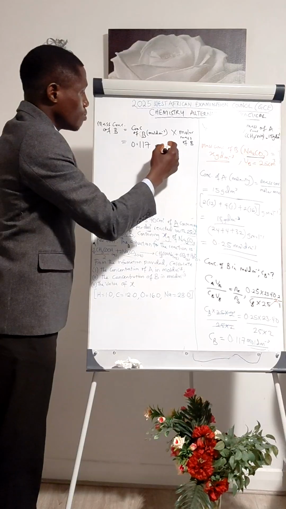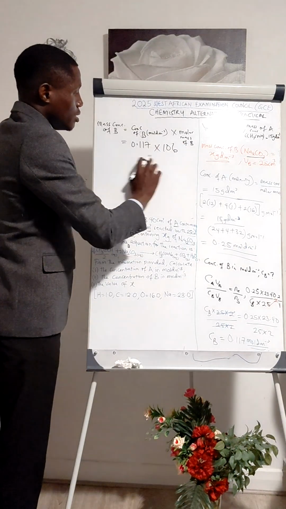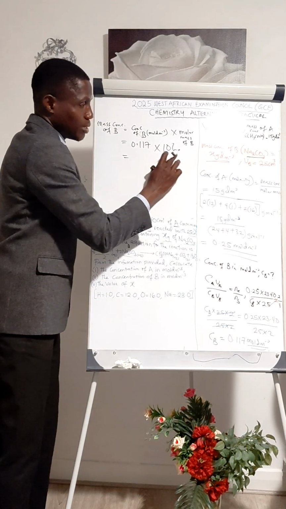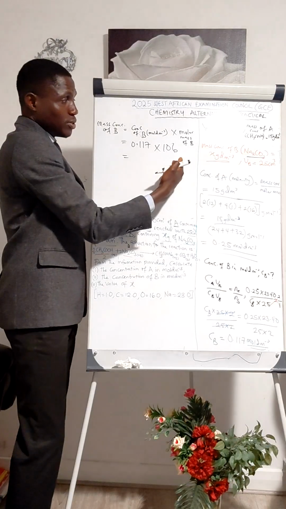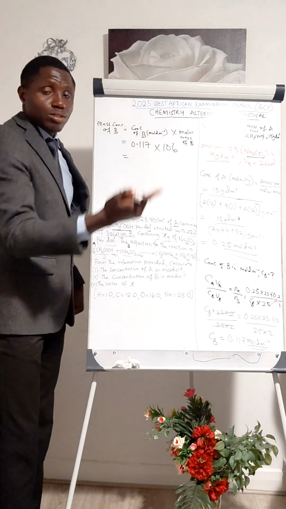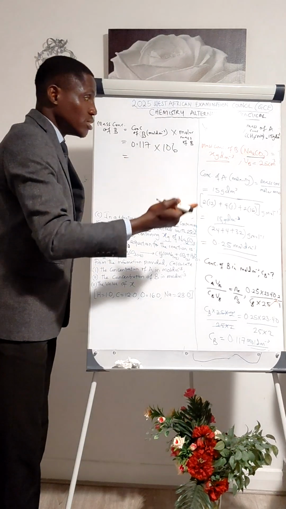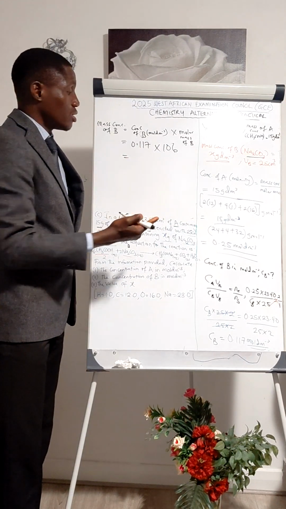So I will not waste most of our time here. Just put 106 gram per mole. But you are advised to do this one by one. It has been done in the first question. That's why I don't want to repeat the process. You are going to write sodium, 23 times 2, plus carbon 12, plus 16 times 3, which is 48. So we're going to get 106.